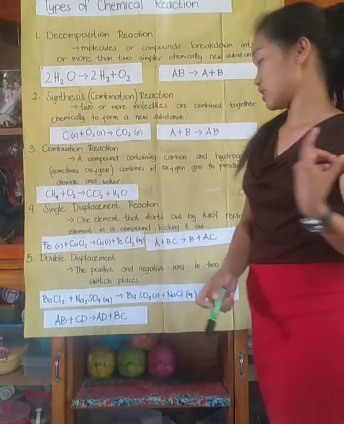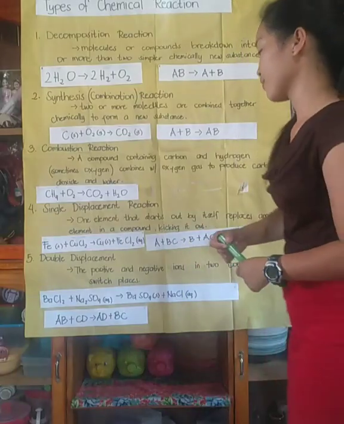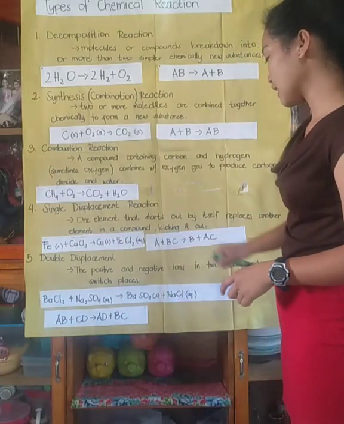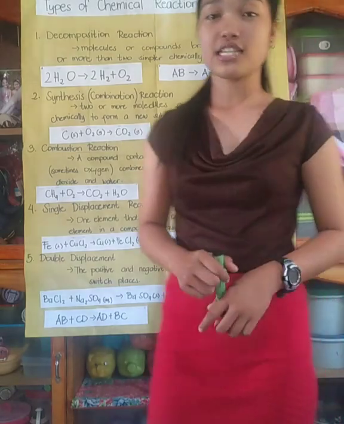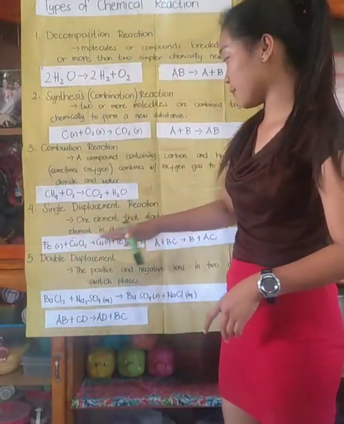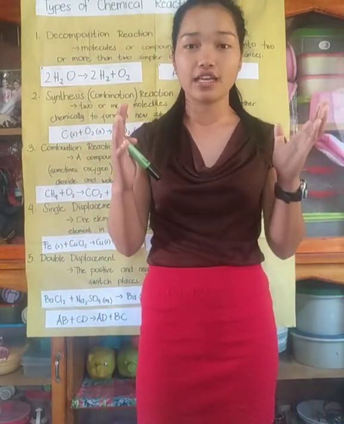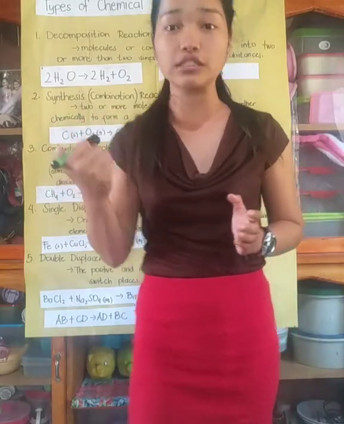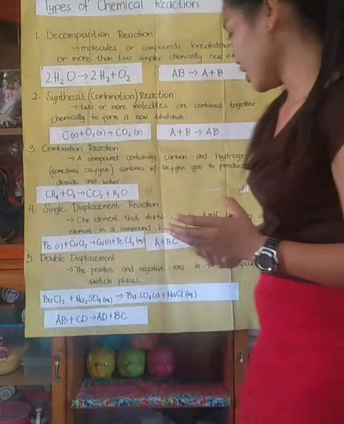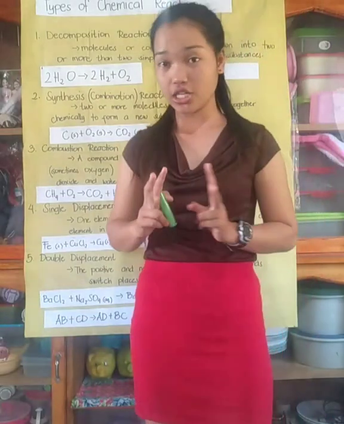So the last is the double displacement reaction. It is where the positive and negative ions in two compounds switch places. So in the double displacement reaction, they don't have a displacement or kicking out. We don't need to kick out. We just need to replace them with their partner.